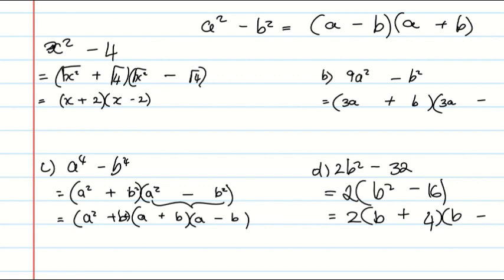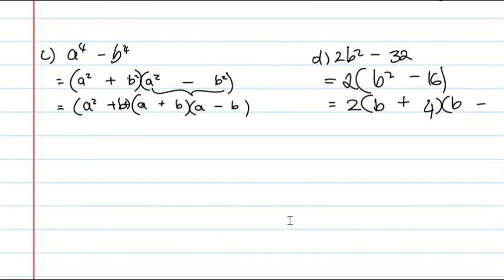Here at number E, we have negative 3x squared plus 27. Now, neither of these numbers, 3 and 27, are square numbers. You know what square numbers are, right?